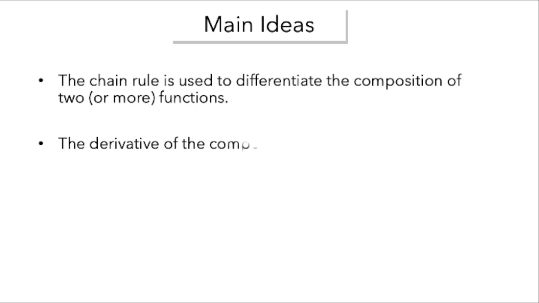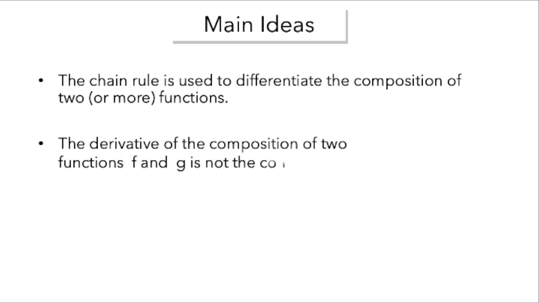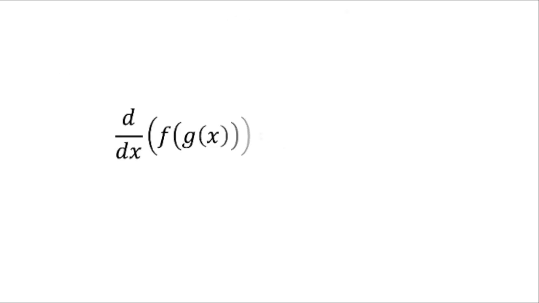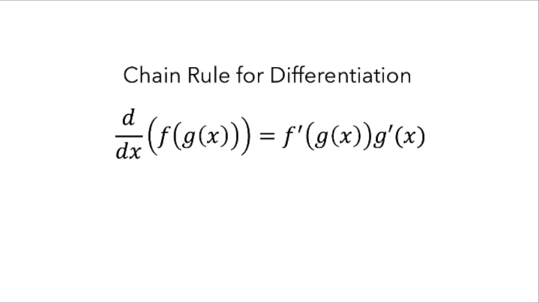The derivative of a composite of two functions, f and g, is not the composition of their derivatives. This equation provides a method for taking the derivative of a composite function, f of g. The method is called the chain rule for differentiation. It says that the rate of change of a composite function is a product of the composed functions' rates of change.